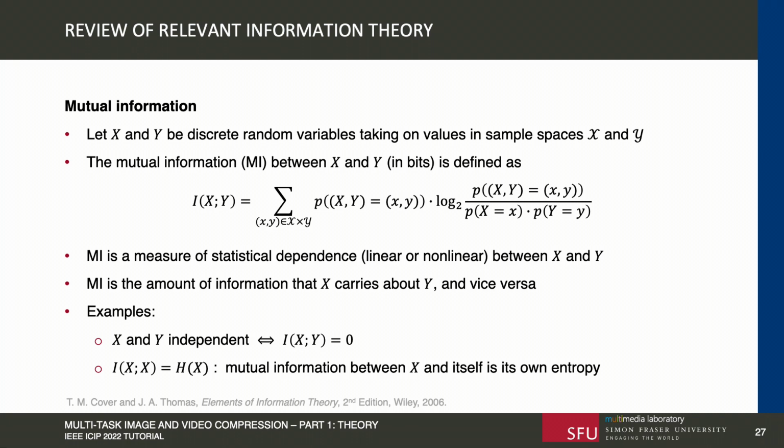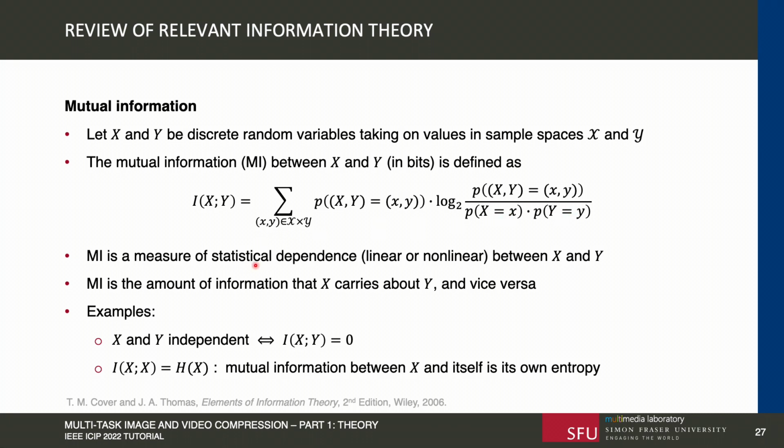Another fundamental concept is mutual information. So if X and Y are discrete random variables whose joint probability mass function is p(x,y), then the mutual information between X and Y is defined as the sum over all possible pairs of outcomes of the joint probability of the outcome times log to the base 2 of the ratio between the joint probability of the outcome and the product of the marginal probabilities of the outcome.